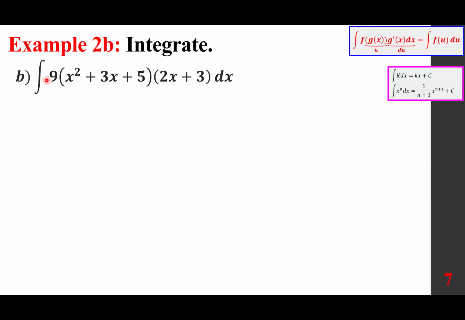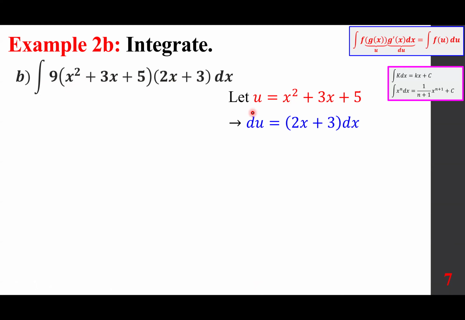In this example, the integral of 9 times (x squared plus 3x plus 5) times (2x plus 3) dx. Again, clearly, this is the more complicated polynomial. So that's the choice of u. U is x squared plus 3x plus 5. Clearly, the derivative is 2x plus 3. Therefore, du is 2x plus 3 times dx.